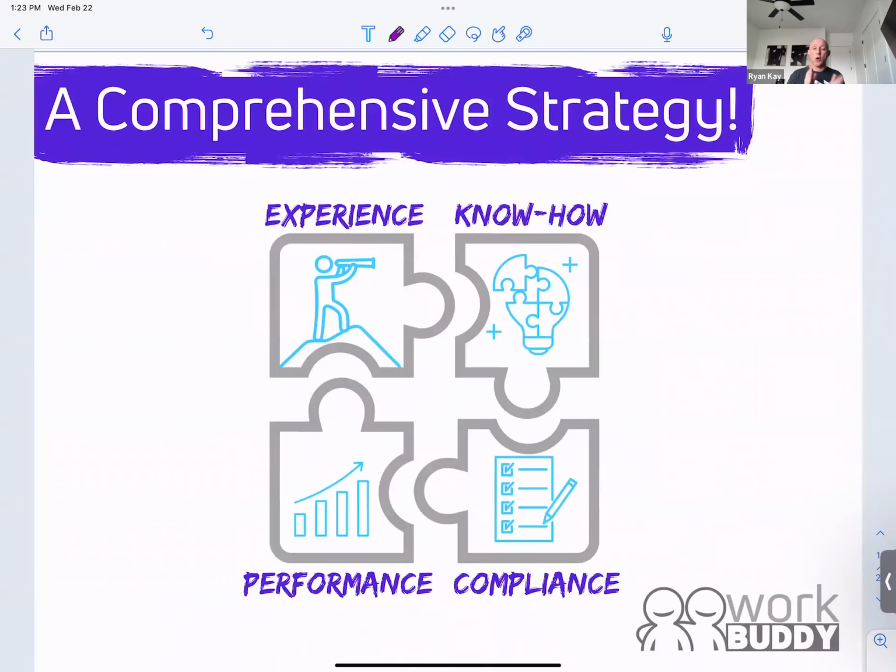And the first part is a comprehensive strategy. So this is where most employers get it wrong. Their number 1 focus is compliance because they don't want to get in trouble. What does compliance mean? It means paperwork.